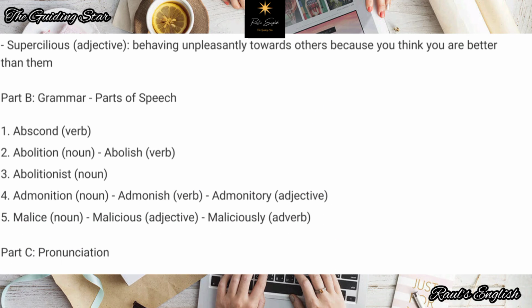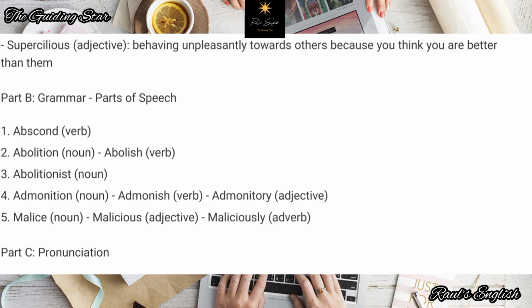Okay, so let's go on to part B, grammar. Let's do the parts of speech. Number 1 is abscond. That is only a verb, it does not have any noun. Sometimes in some situations you will hear people saying absconder, he or she is an absconder, a person who has absconded. But it's not official, it's not in the dictionary, and it's not correct. So you won't get it correct, so I have not put it.